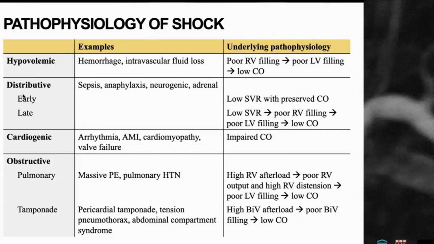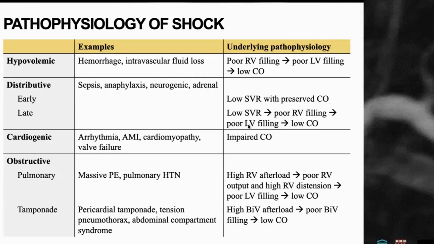Distributive shock, like I was talking about, is where your systemic vascular resistance drops. That's in cases of sepsis, anaphylaxis, neurogenic shock, adrenal shock. Within distributive shock, people tend to compensate really well early on. So you're going to get a low SVR, meaning peripheral vasodilation, but your cardiac output is going to be preserved in early distributive shock. But eventually you're not able to keep up with that, and you get blood pooling in the periphery, which leads to poor RV return and poor RV filling, which leads to poor LV filling, which leads to low cardiac output.